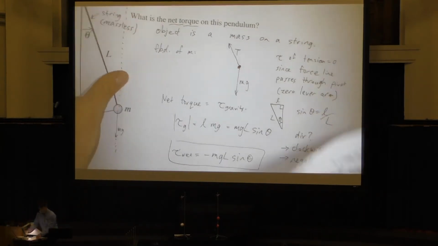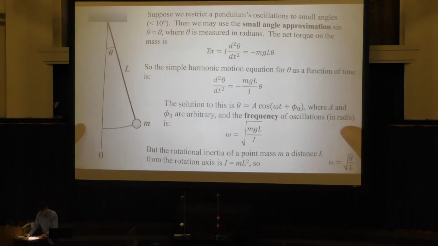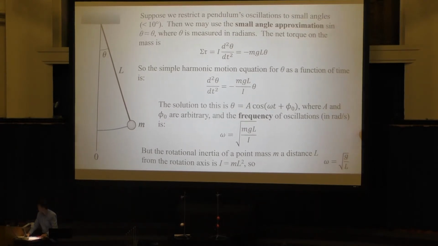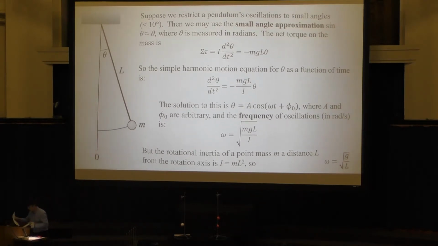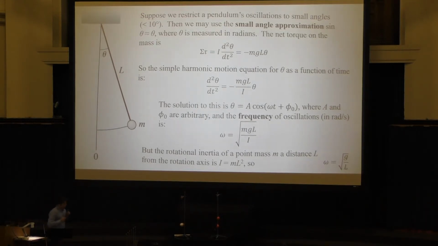So let's go to this busy slide. Here we are starting with that equation we just derived, and let's go through this stuff. The net torque is going to be equal to I, the rotational inertia, times alpha. Remember that one?